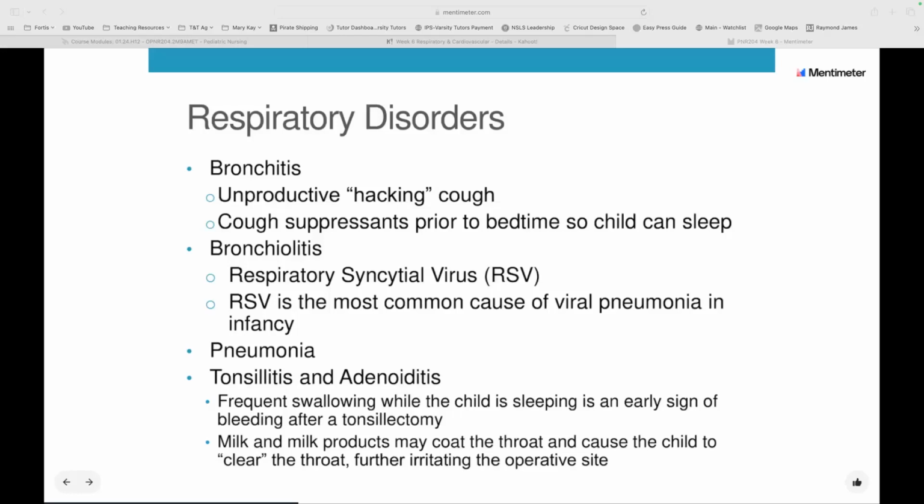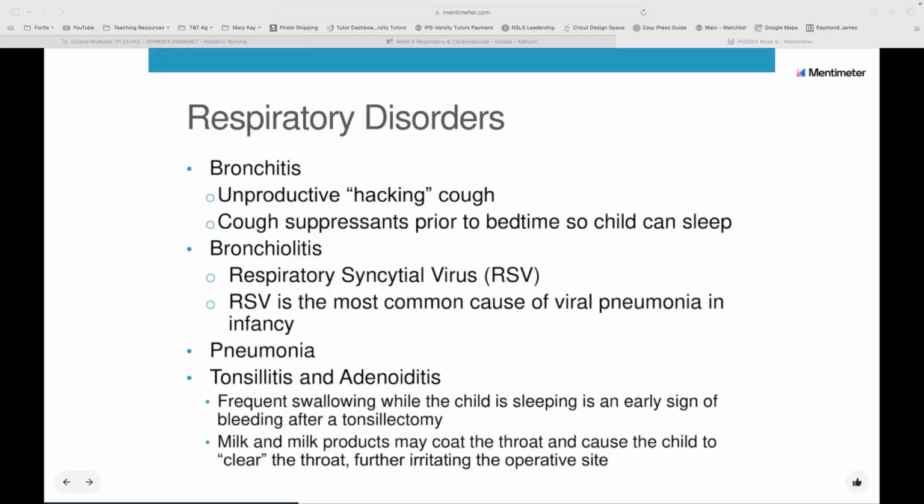So these kids will need things like supplemental oxygen. A lot of times they need IV hydration because their respiratory status isn't stable enough for them to be able to take things by mouth. They'll also need antiviral medications to help with fighting off this respiratory virus.